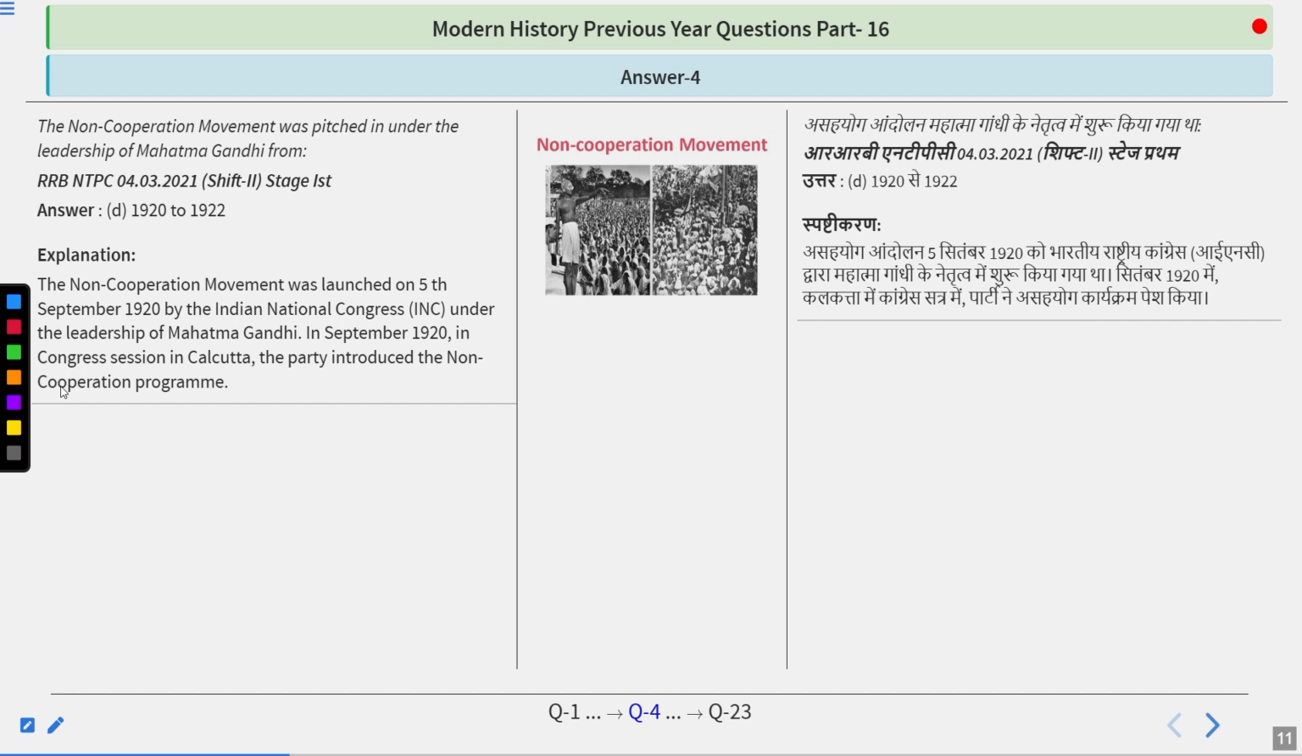Gandhiji urged the people to accept non-violence, but they did not. And finally, on 4th February 1922, the Chauri Chaura incident happened. And after that, Gandhiji withdrew the non-cooperation movement.